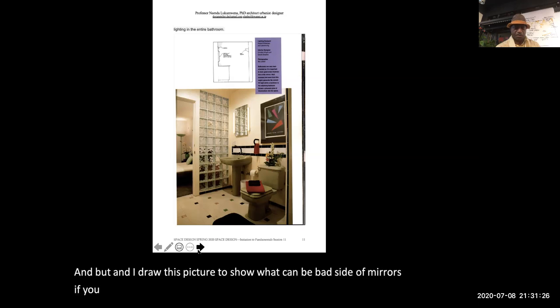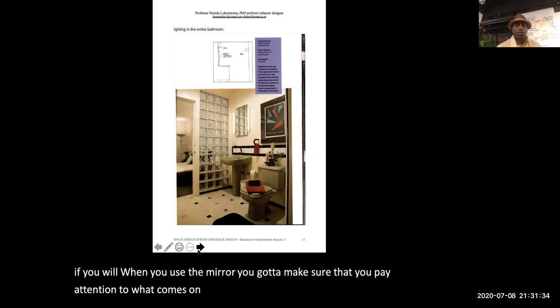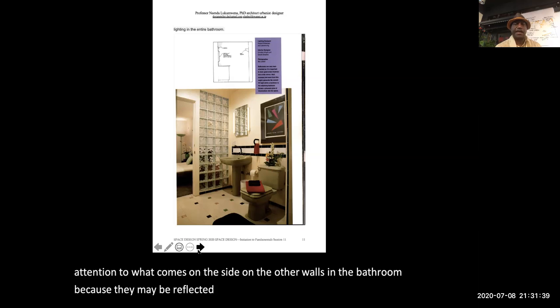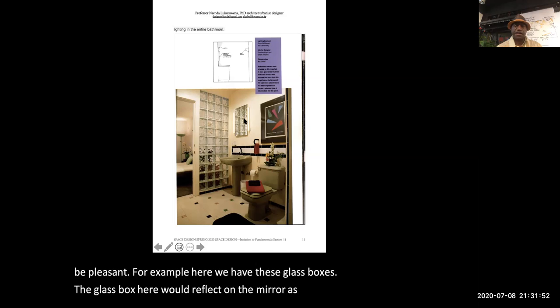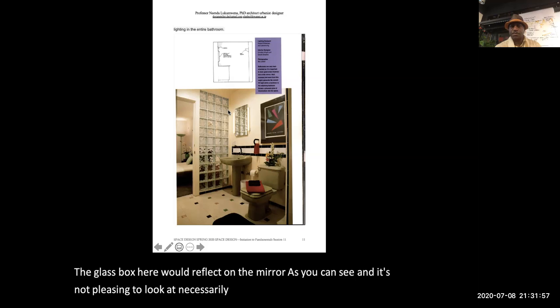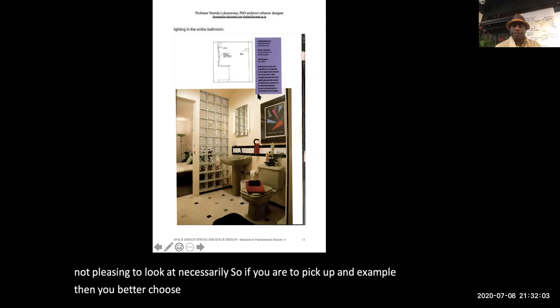When you use a mirror, you got to make sure that you pay attention to what comes on the side, on the other walls in a bathroom, because they may be reflected into the mirror and it would not always be pleasant. For example, here we have these glass boxes. The glass box here would reflect on the mirror, as you can see, and it's not pleasant to look at necessarily.